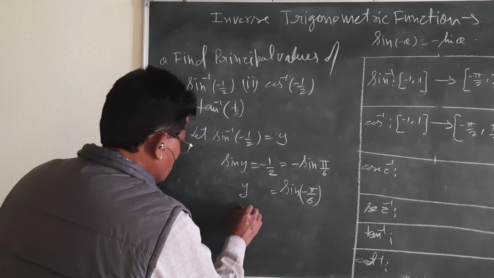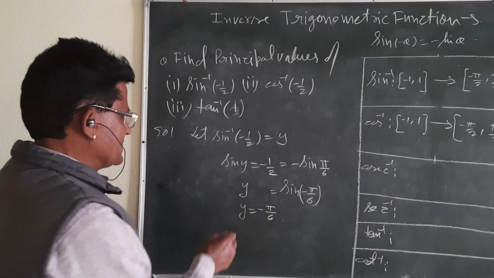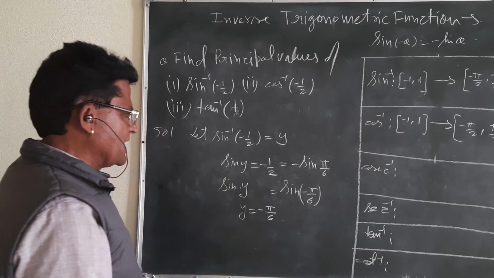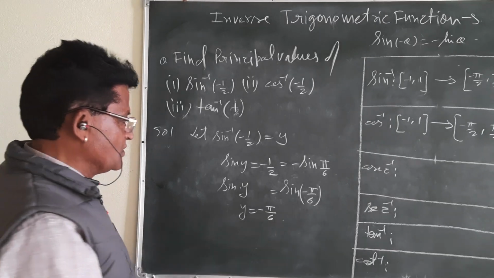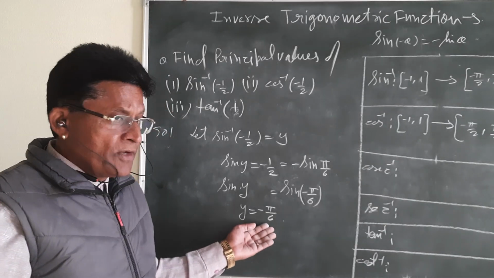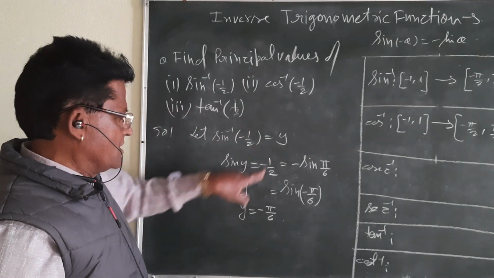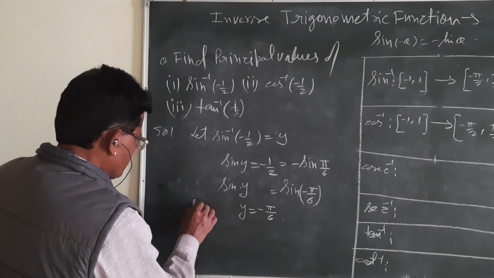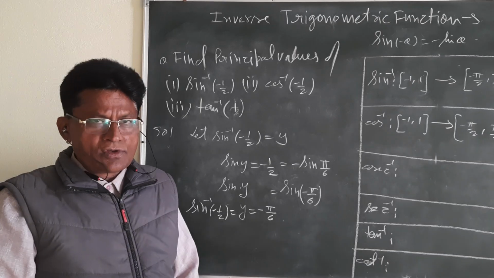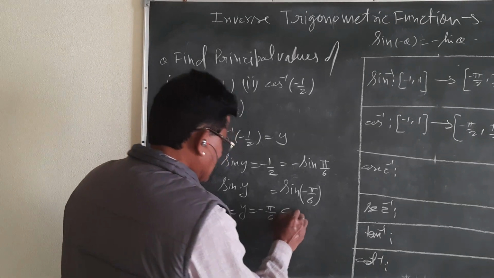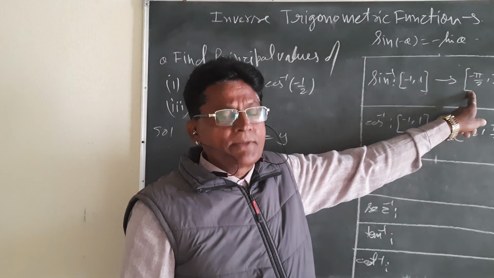Okay, y is equal to how much? Minus pi by 6, because on both the sides there is the same function. Same function means sin. Sin y is equal to sin minus pi by 6. Okay, then y will be equal to this one. But you must see whether this principal value is correct or not. Y means sin inverse minus 1 by 2. Whether it is correct or not, because you must see the range which I told you in case of sin inverse. Principal value branch, that is the principal value branch.